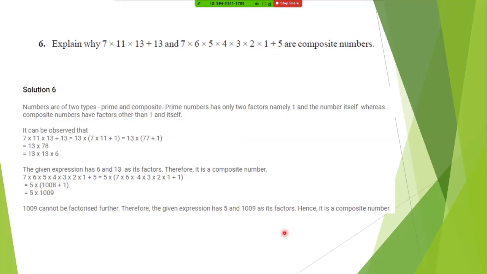Understand how to do the sums, because you will not be given the same question. Different numbers will come. Sometimes a subtraction might come. So in that case, you should know how to take common, how to go ahead with it, and how to write that both of the parts have different factors, and thus they become composite numbers.